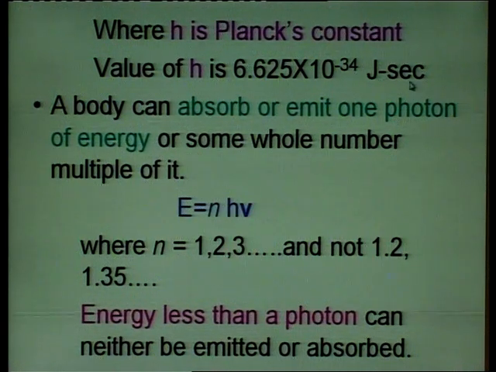joule second minus 1. A body can absorb or emit one photon of energy or some whole number multiple of it. He said that any body can absorb or emit h nu amount of energy or a whole number multiple of it. Energy less than a photon can neither be emitted nor absorbed. So, he said that always a photon of energy is emitted or absorbed.